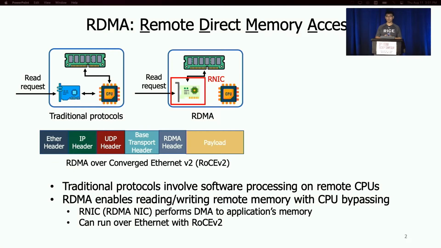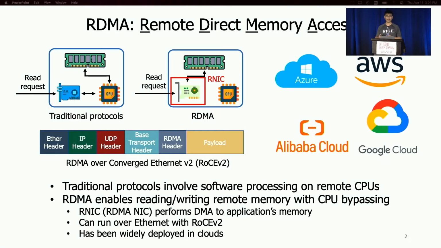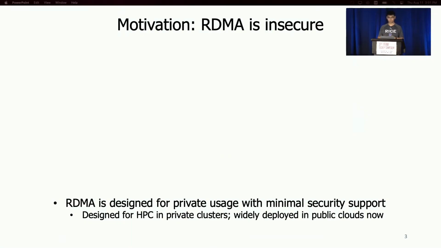The proposal of RoCEv2 enables RDMA to run over converged Ethernet, and because of the high performance and easy deployment, many cloud providers today have widely deployed RDMA in their data centers. But RDMA was initially designed for private usage with minimal security support. But as it is increasingly deployed in multi-tenant public clouds, RDMA security has been a concern.